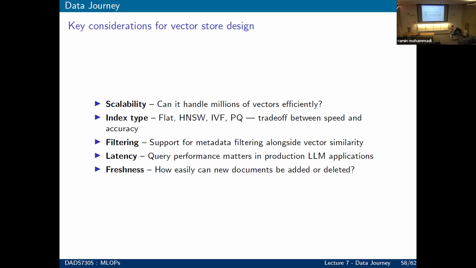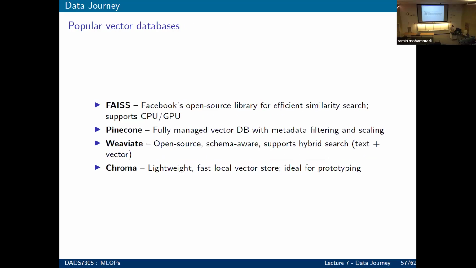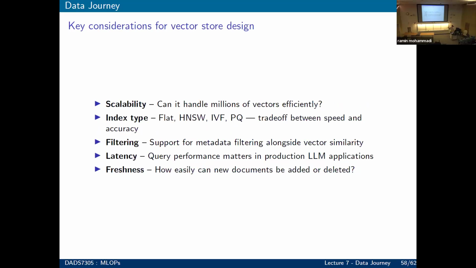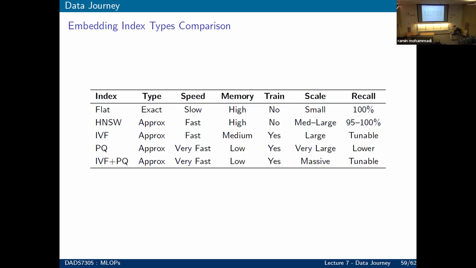You need to account for filtering. Basically, filtering means that it shouldn't just be embedding based. It should also be metadata based. You can do a hybrid approach. It should have good latency and freshness. Basically, that means: can you add new data or remove some data? So if you're deciding on a vector store, those are the concepts to keep in mind to see which one is better for you. And this is just a table for the comparison among those.